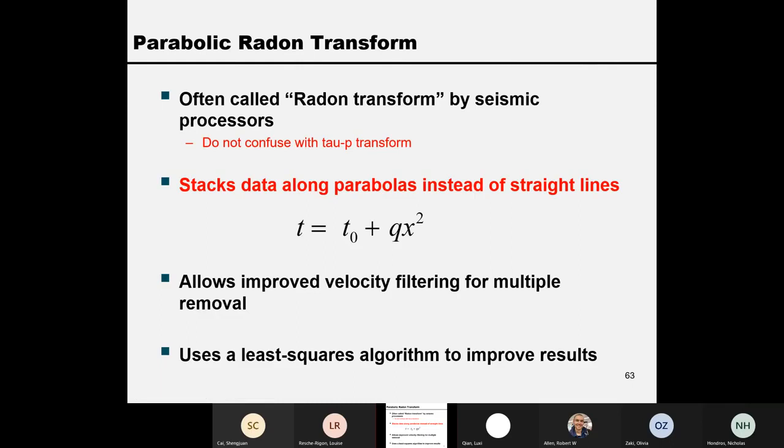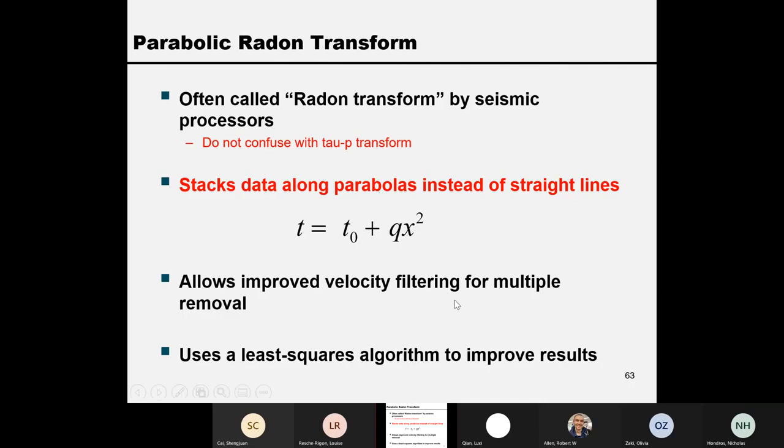In the tau-p transform, we use tau as the intercept time, right? And p is the dipping angle. But here, it's also tau. Tau is the intercept time, which is T naught. And Q is the curvature. So tau-p becomes tau-Q. Let me repeat it. Tau-p is a dipping; here, tau-Q is the curvature of this parabolic curve. And because it is in the Fourier transform domain, easy to implement, we can use the least squares method to do a frequency by frequency fitting to get a perfect result, right? So you can see the logic here.